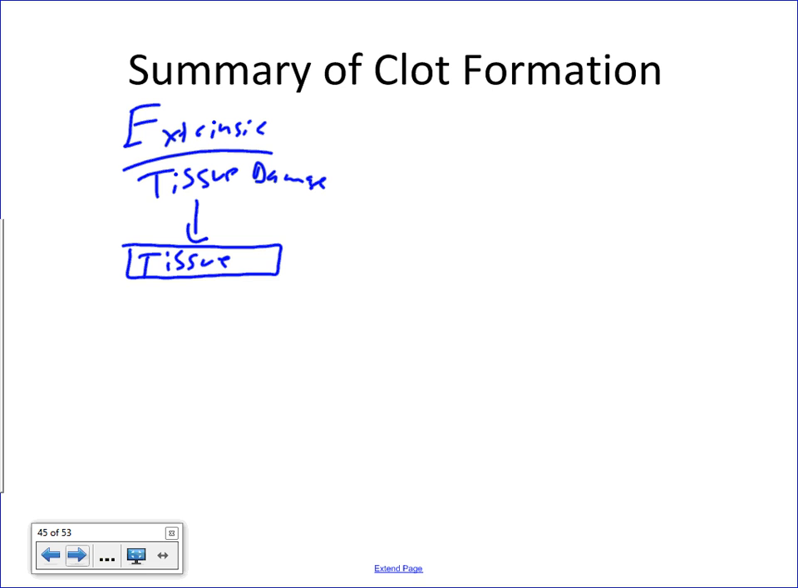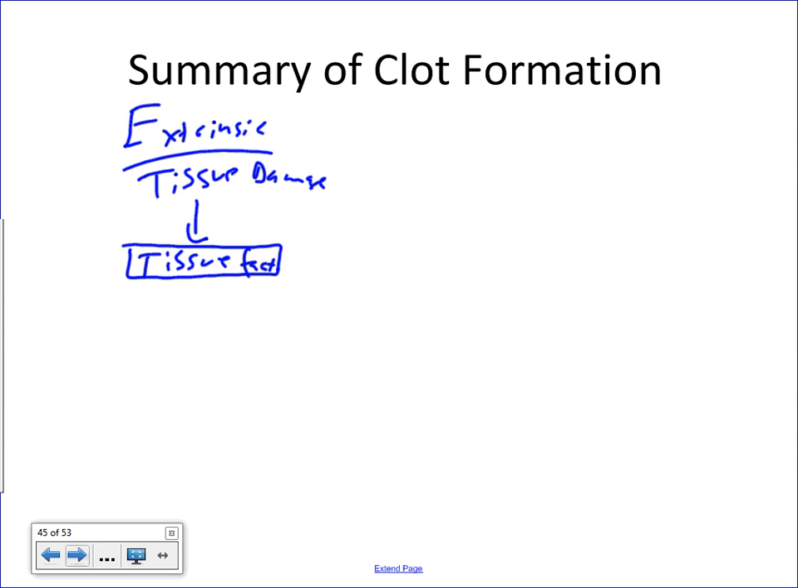I'm just going to abbreviate factor. So, for example, if you have a nail go through your arm for whatever reason, obviously that's going to cause bleeding. The tissues, your skin and so on, the cells from the tissues adjacent to that blood vessel are just going to dump out these tissue factors into the bloodstream.